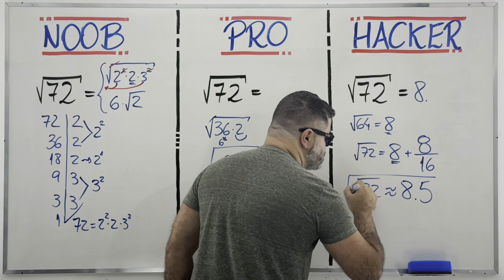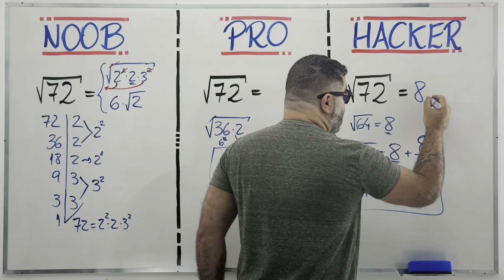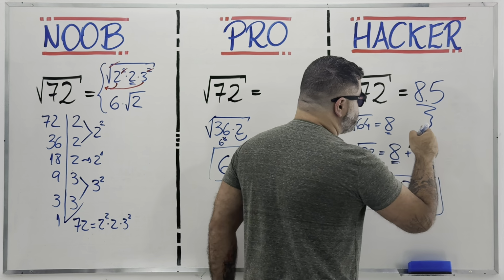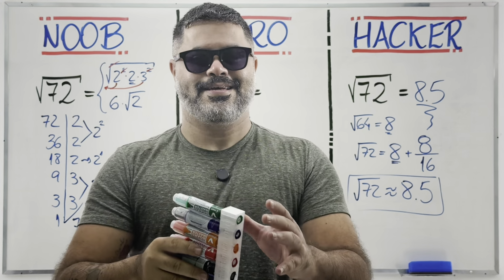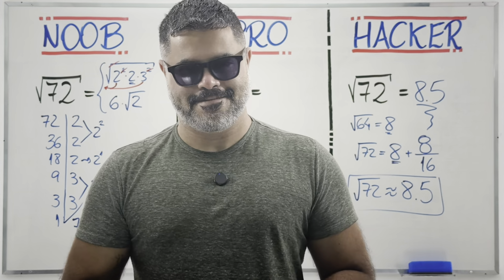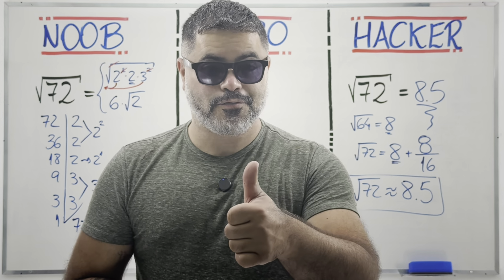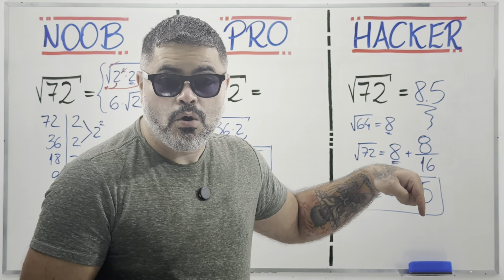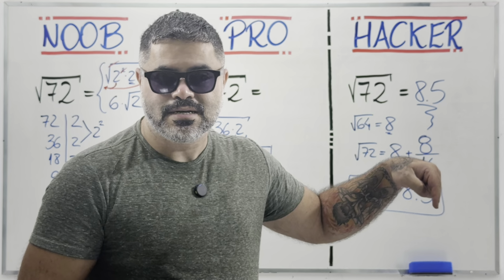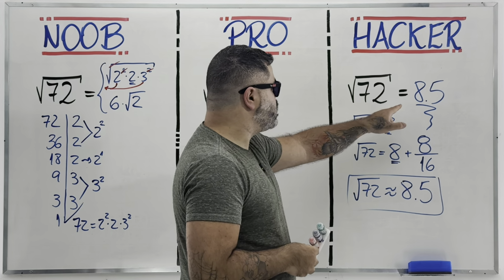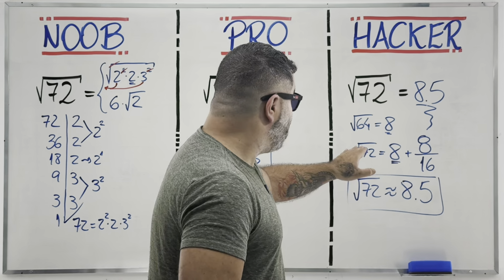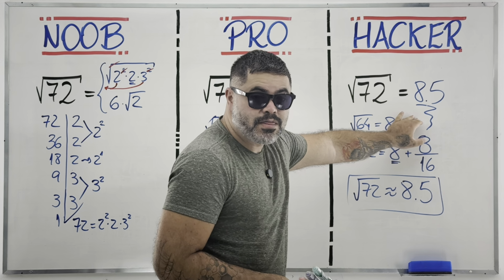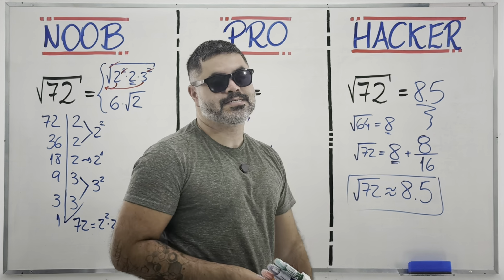8.5. This is amazing. Calculate this in your calculator. I want to know if the answer is 8.5, more or less. Is the approximation good for you? Comment down below the correct answer. The square root of 72 is 8 point what? And this works every time with every imperfect square.